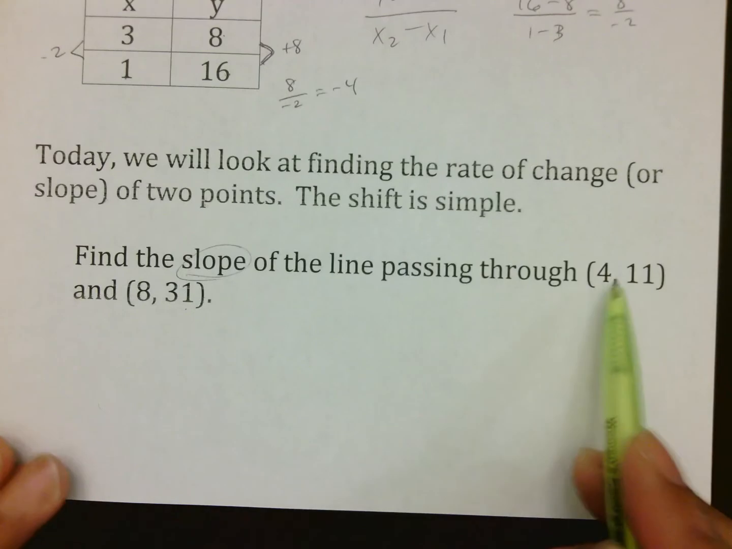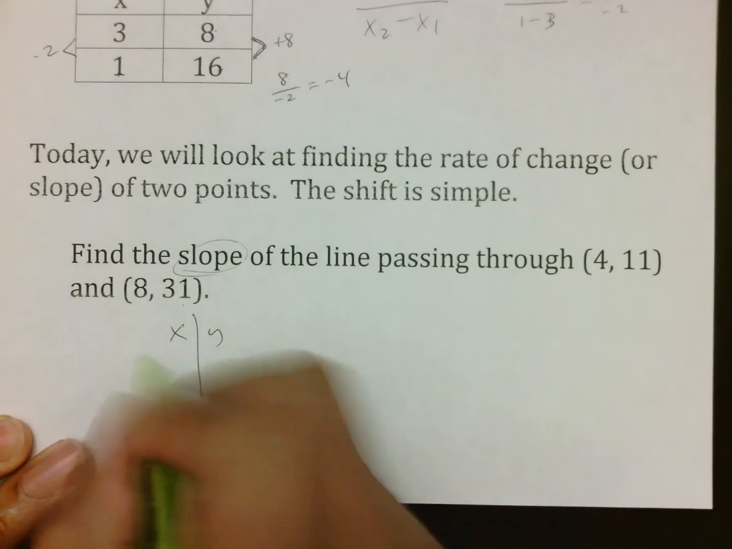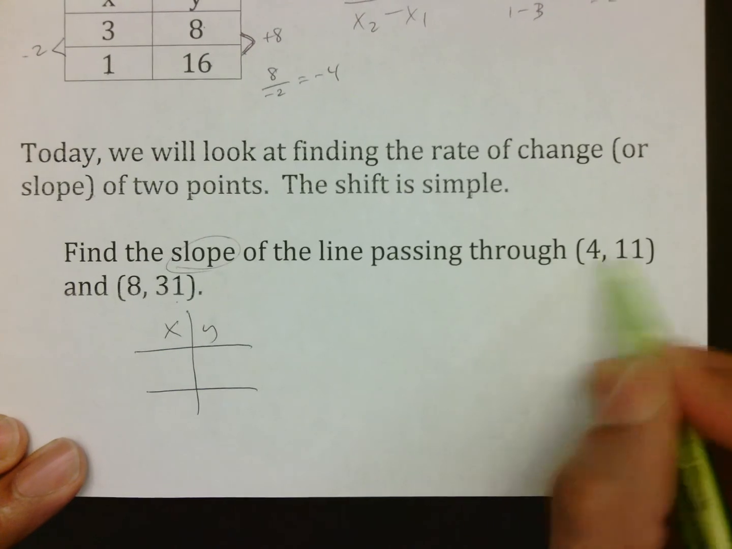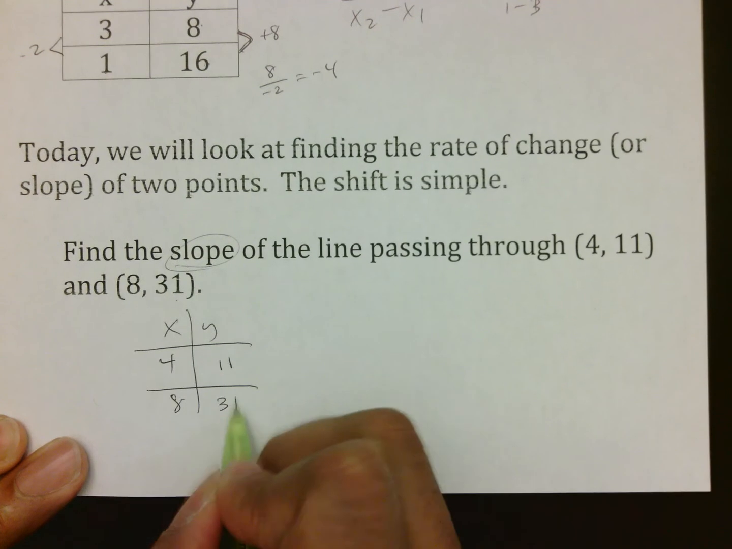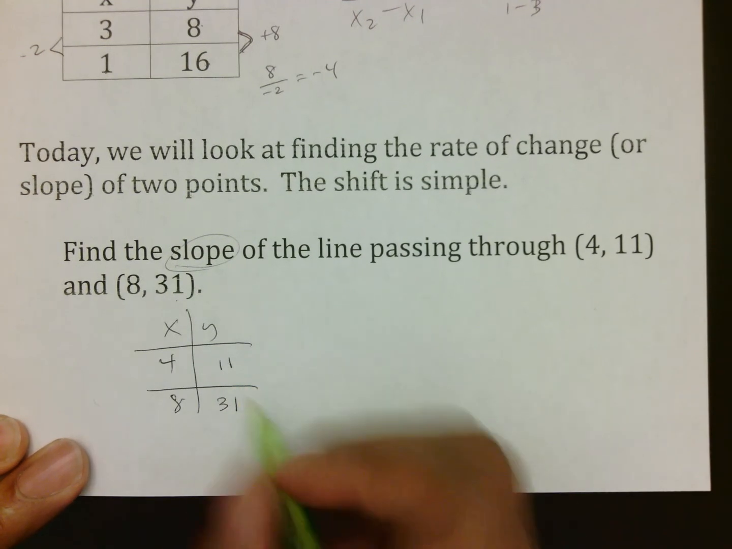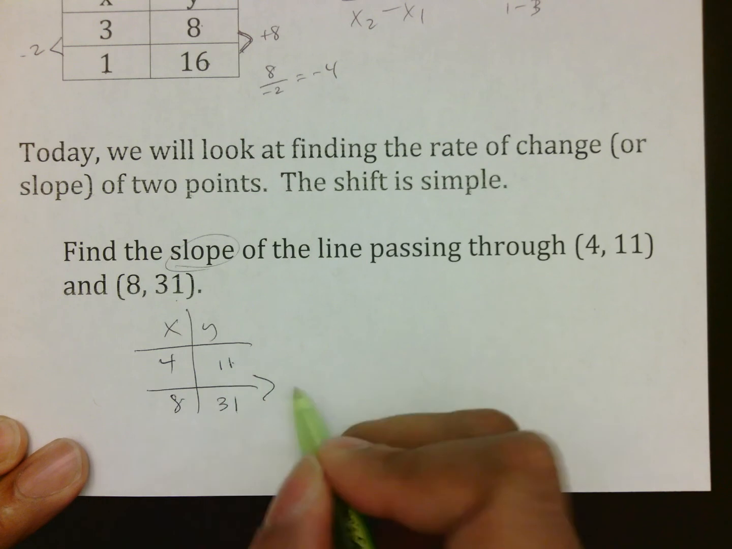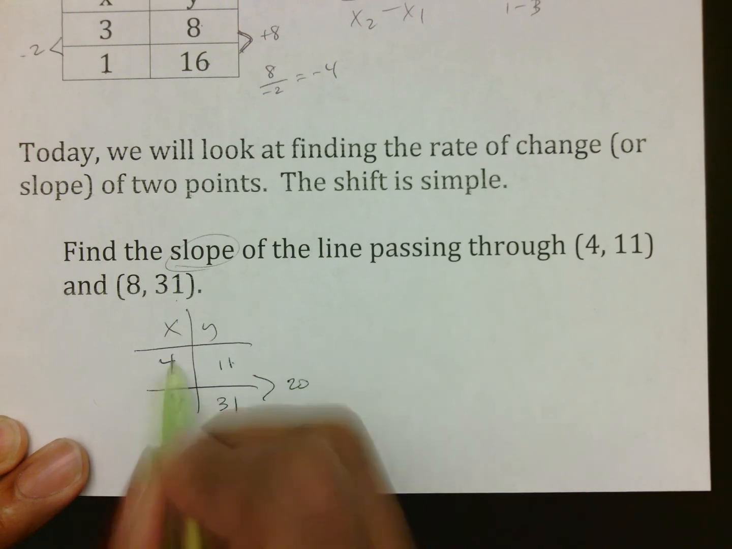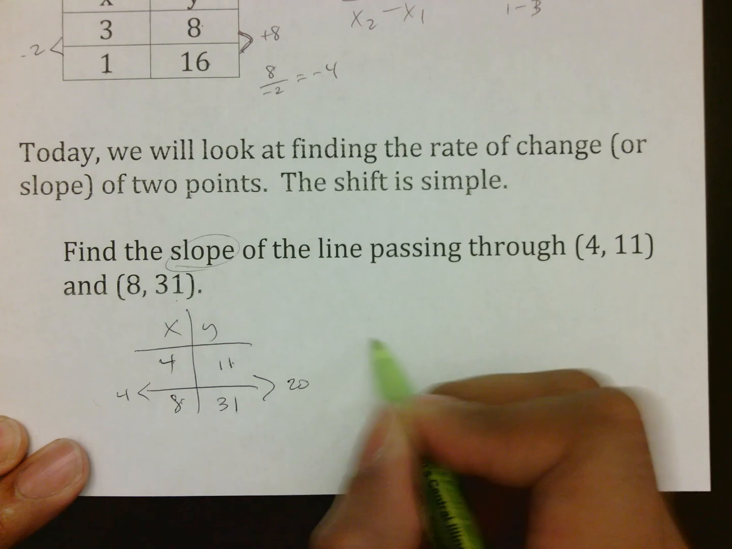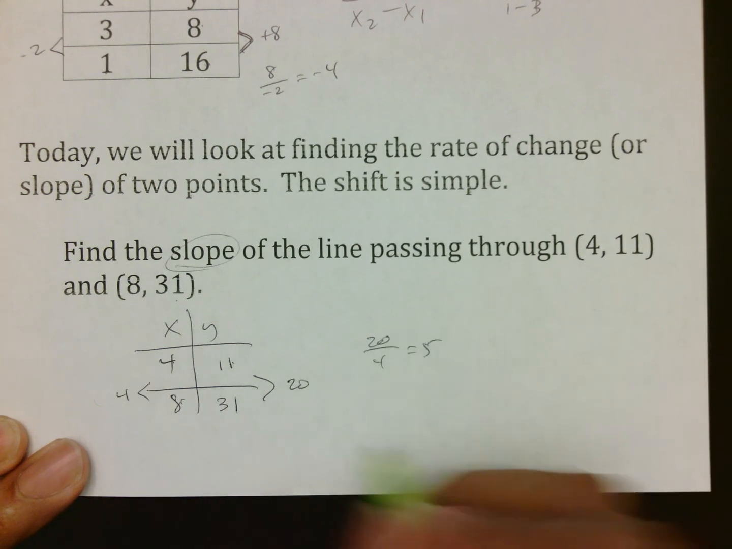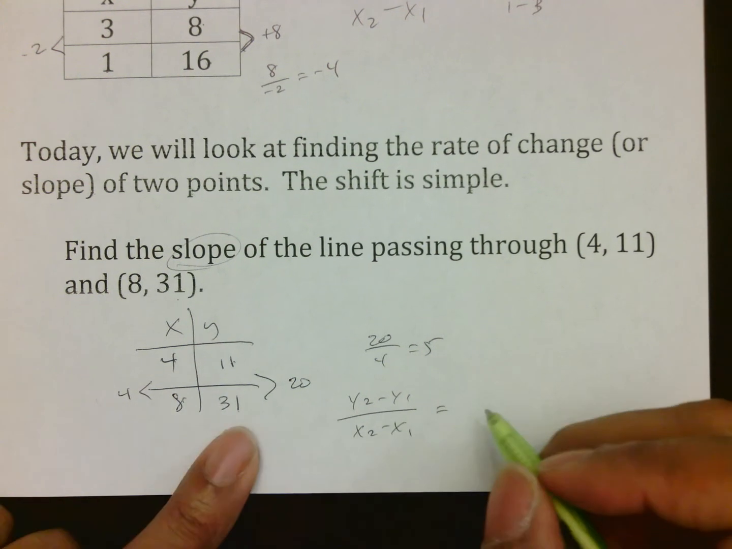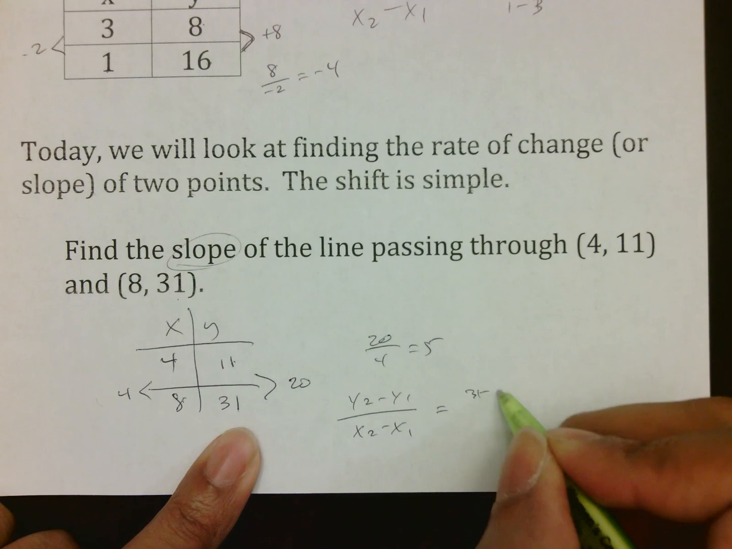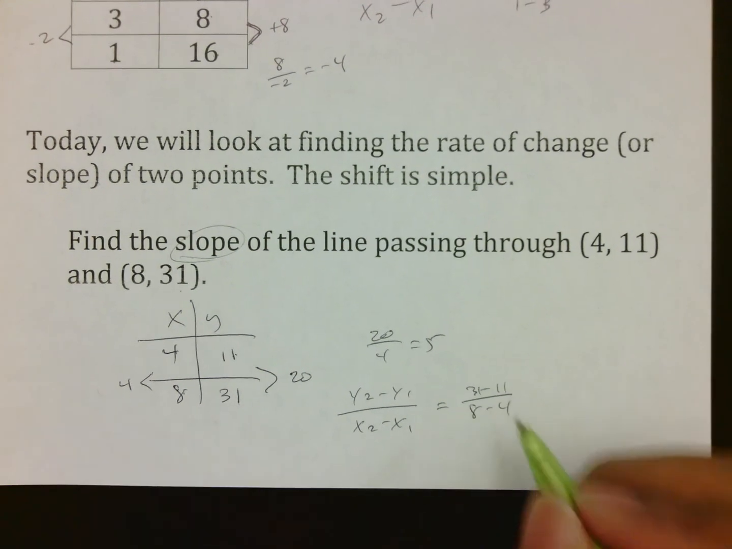And so what I would do if I were you is simply take those 2 points, create an XY chart, and plug in the points. (4, 11) is 1 point, so 4, 11. (8, 31) is another point, so 8, 31. And then from there, now we go through and we say, all right, well, 31 minus 11 is 20. 8 minus 4 is 4. And so now you do 20 divided by 4, which is 5. Or you could do your y2 minus y1 over x2 minus x1, which is your 31 minus 11 over 8 minus 4. And again, you will get the same answer no matter what in that situation.